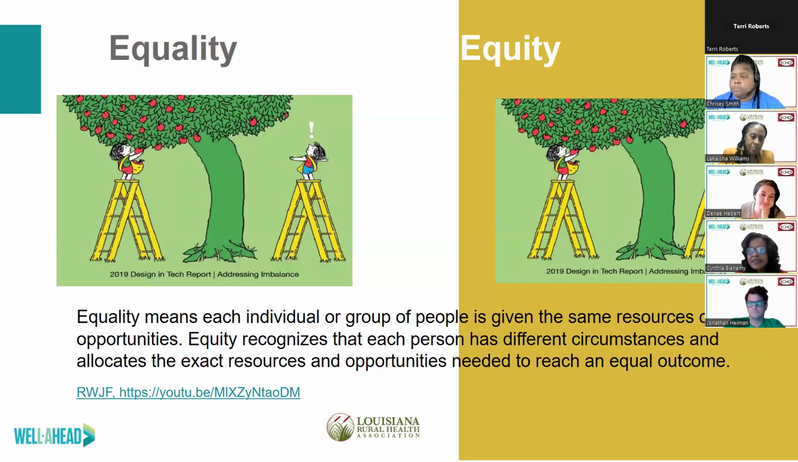And this is a schematic, and I think I've seen one in one of the ECHO series, very similar, but it just highlights the difference between equality and equity. Equality means each individual or group of people is given the same resources and opportunities. As you can see, the diagram is on your left. Equity recognizes that each person has different circumstances and allocates the exact resources and opportunities needed to reach an equal outcome. So in the diagram on the right, you can see that person just needed a little higher ladder to achieve the same outcomes as the person on the left. Next slide, please.